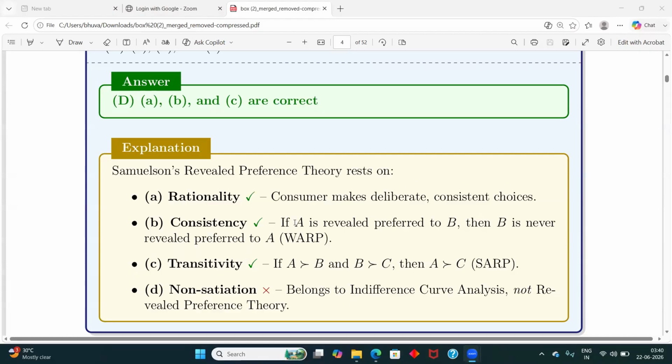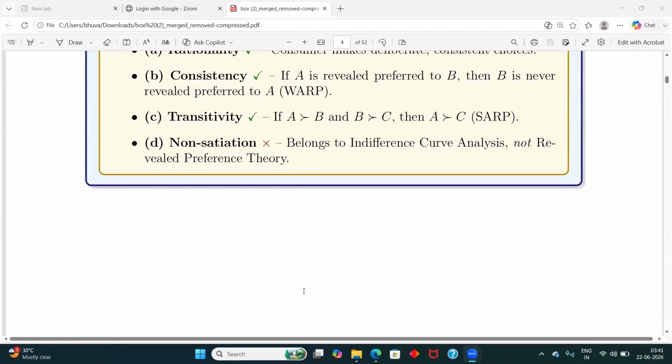So these three axioms are satisfied by revealed preference theory, and option D is the correct answer for this question. Axiom 4, non-satiation, is related to indifference curves, not revealed preference theory. Now moving to the next question.